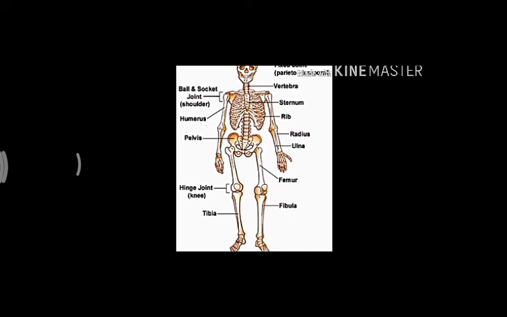The last one is magical joints. Joints are places where two or more bones are joined together in our body. The ends of the bone at a joint are covered with soft and smooth flexible tissues called cartilage. Cartilage acts like a shock absorber and reduces the friction between the bones.